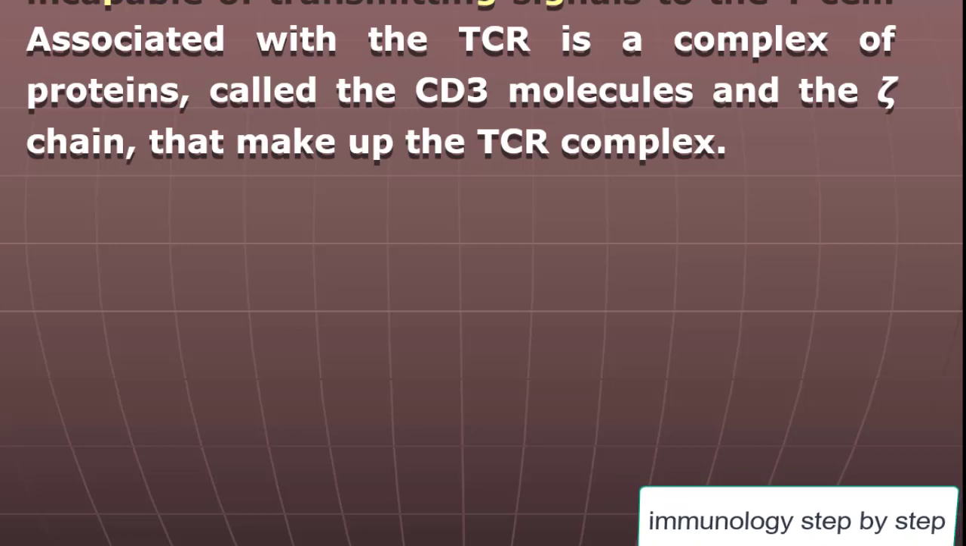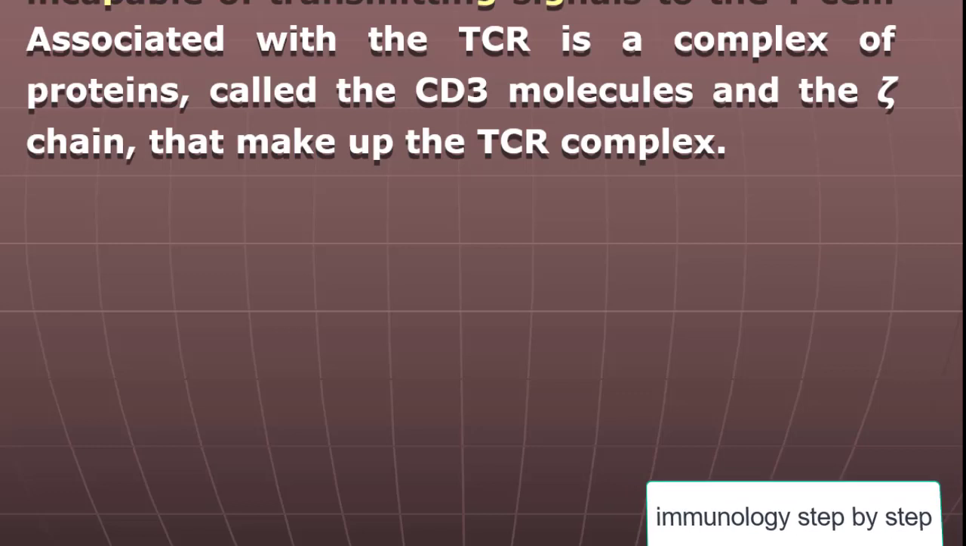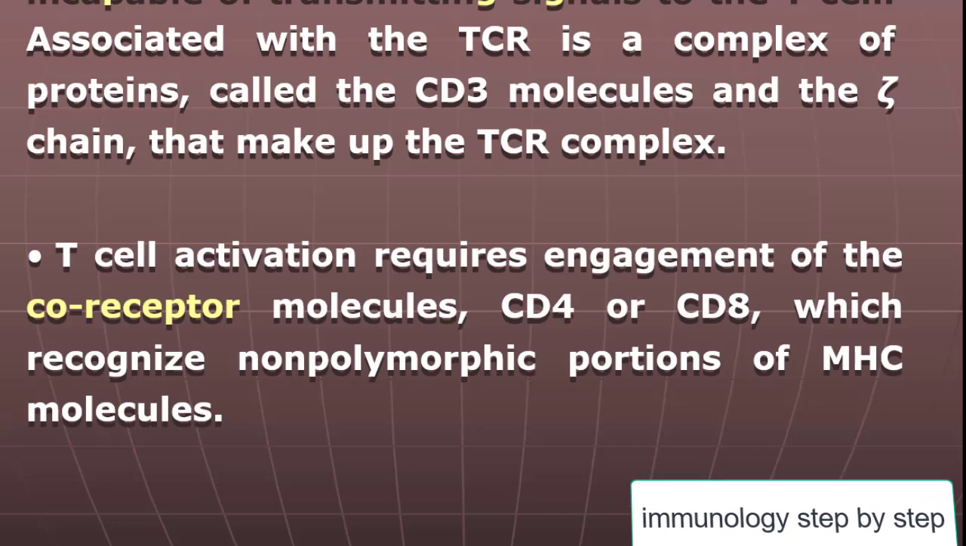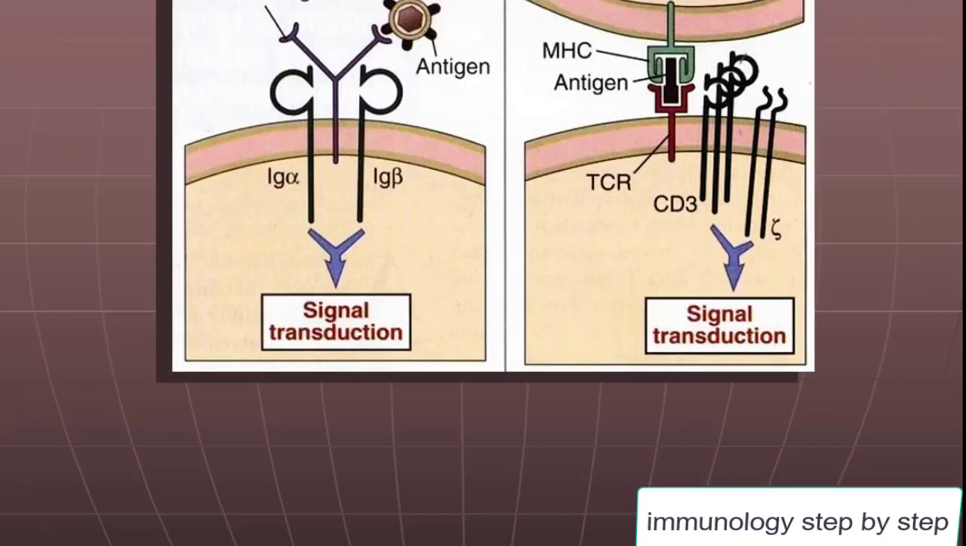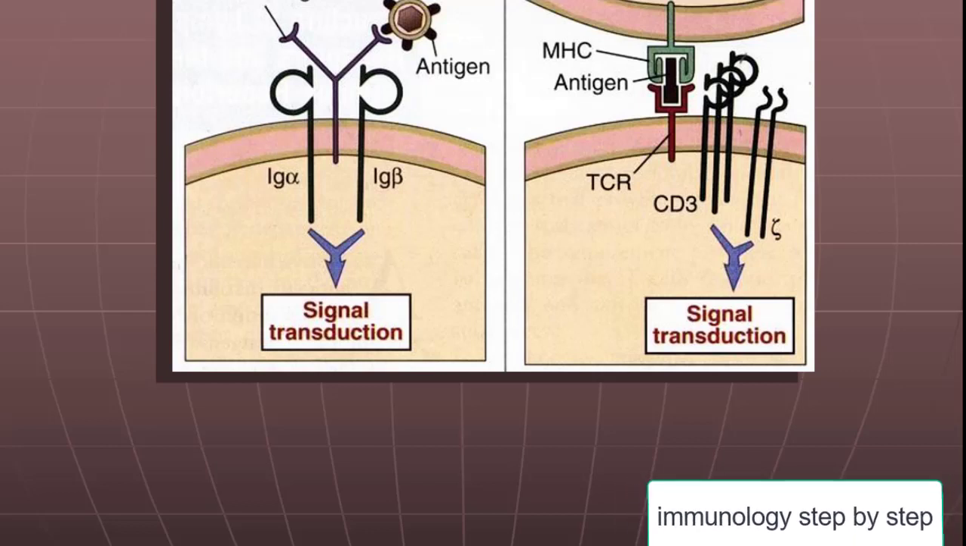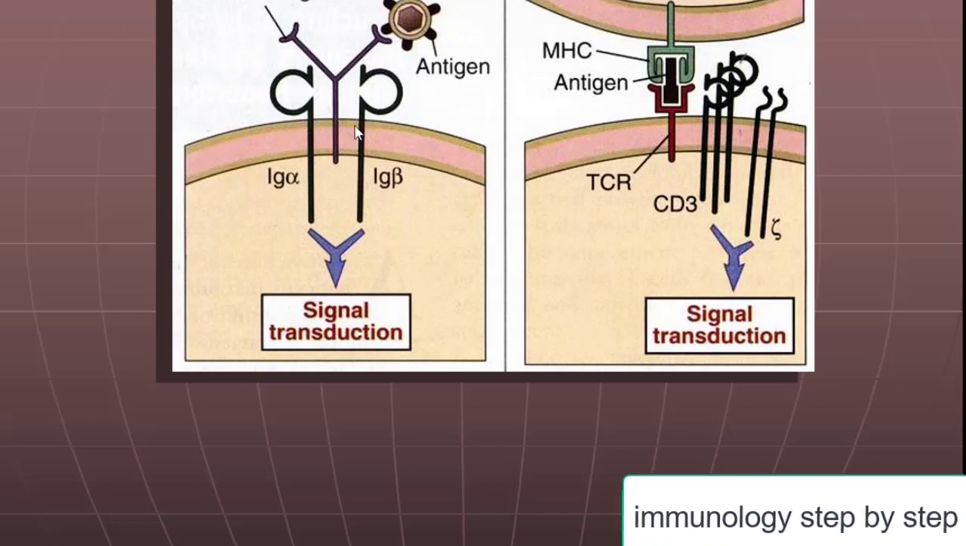Associated with the T cell receptor is a complex of proteins called the CD3 molecules and the zeta chain that make up the T cell receptor complex. T cell activation requires engagement of the co-receptor molecules CD4 and CD8, which recognize polymorphic portions of the MHC molecules. Antibody immunoglobulin, T cell receptor, antigen presenting cells, major histocompatibility antigen, signal transduction: the Ig alpha and Ig beta, and this is signal transduction.